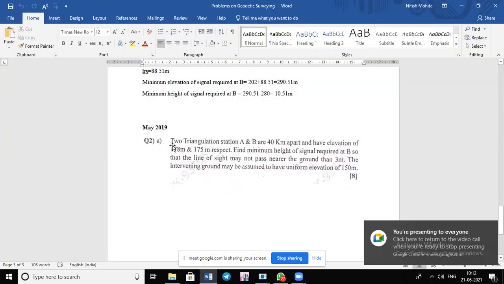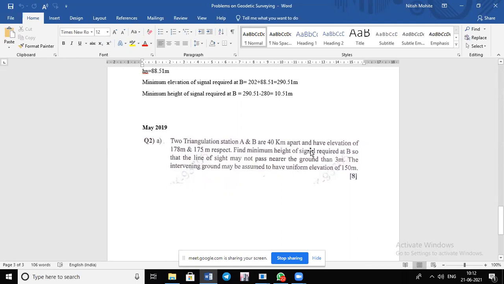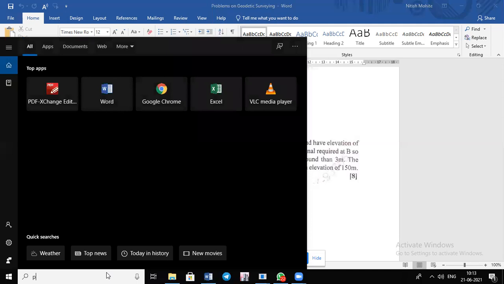So what is the question they asked? Two triangulation stations A and B are 40 kilometer apart and have elevations of 178 meter and 175 meter respectively. Find the minimum height of signal required at B so that the line of sight may not pass nearer the ground than 3 meter. The intervening ground may be assumed to have a uniform elevation of 150 meter. So first of all, we'll draw the sketch.